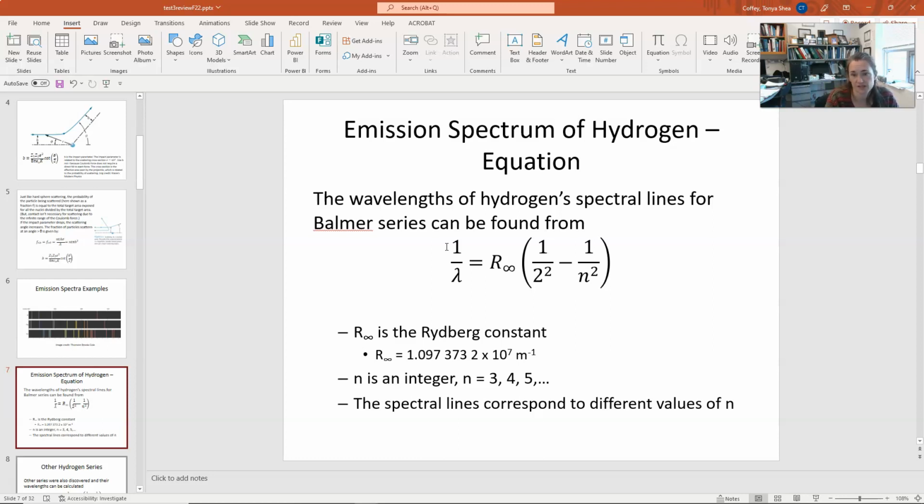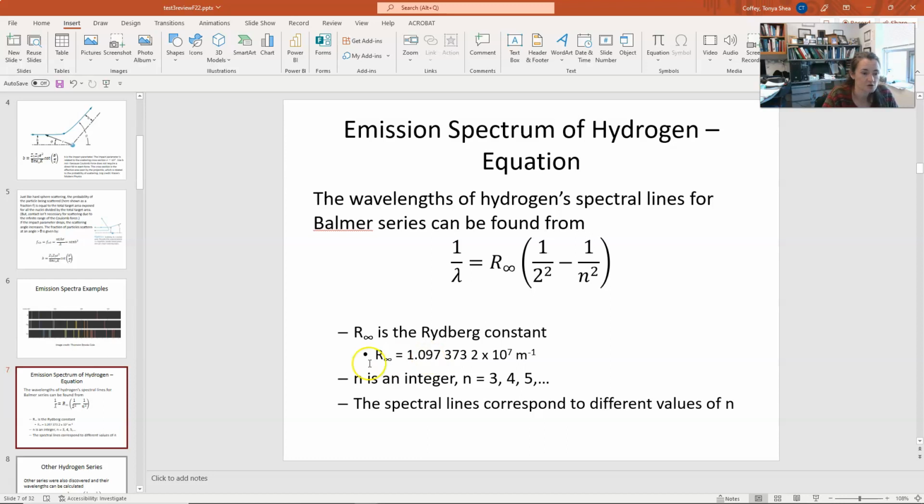Now here, of course, lambda is the wavelength of the light shown. And this is for the Balmer series, which is the visible light series. And that's why the first fraction here is 1 over 2 squared. And then n is an integer that starts at 3 and goes up in integer steps from there. So 1 over 2 squared minus 1 over 3 squared, minus 1 over 4 squared, and so on and so forth. The Rydberg constant is 1.097 times 10 to the 7th inverse meters.